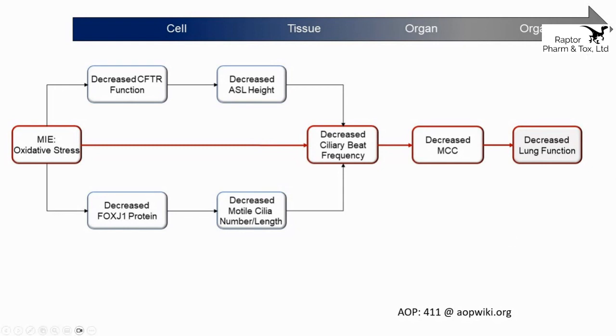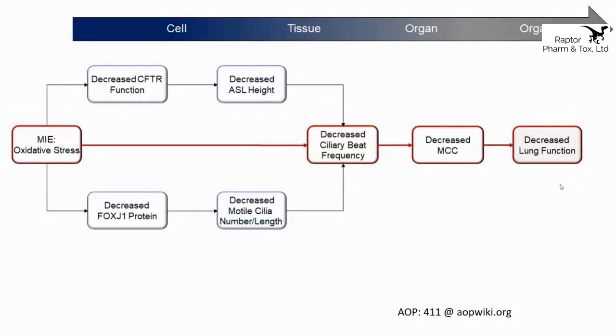But the thing that I really want to bring out is the fact that here we have the adverse outcome pathway. It starts with oxidative stress, and it'll go all the way down to decreased lung function. So this is the example that I'm going to use to talk a little bit about how we go from an AOP to a QAOP.